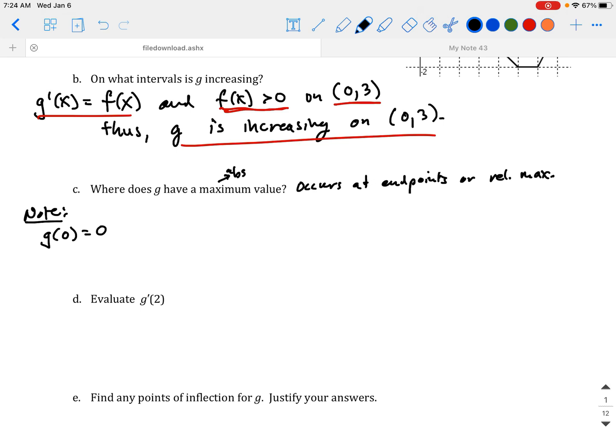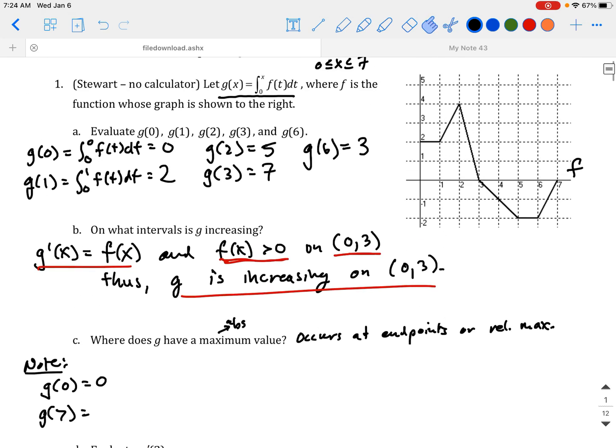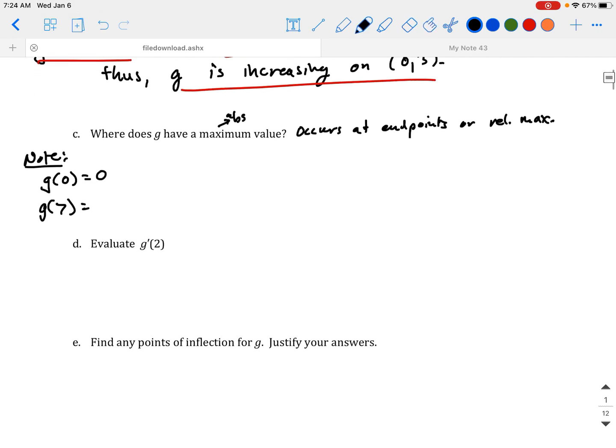So we'll just note g of 0 we already know is 0. G of 7 we can quickly calculate. So we know g of 6 is 3. So all the way up to here, this is going to be 3. So then if we add on this additional -1, it looks like, then g of 7 is just going to be 2. So g of 7 is equal to 2 by our geometric calculations.